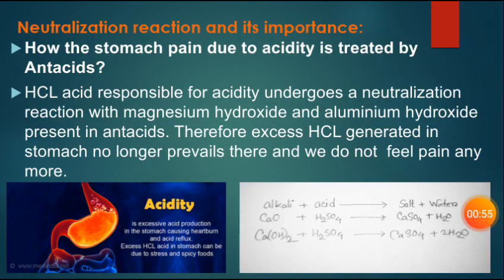Okay, now I am discussing neutralization reaction and its importance. First, I am asking you a question: how is the stomach pain due to acidity treated by antacids? There is an answer. Hydrochloric acid, responsible for acidity, undergoes a neutralization reaction with magnesium hydroxide and aluminum hydroxide present in antacids. Therefore, excess hydrochloric acid generated in the stomach no longer prevails there and we do not feel pain anymore.